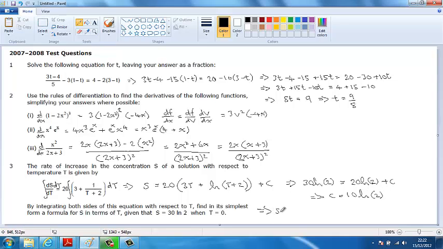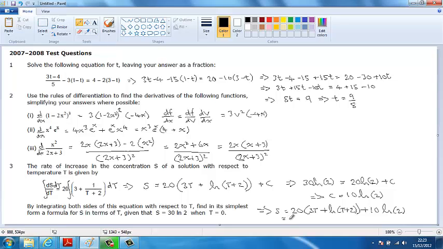and therefore s can be rewritten as 20 into 3t plus natural log of t plus 2, plus c, which is 10 natural log of 2. And then we could use log laws to rewrite this.